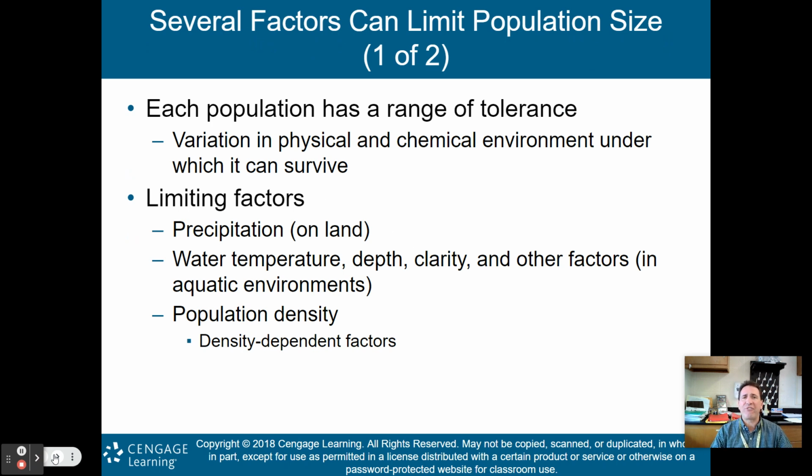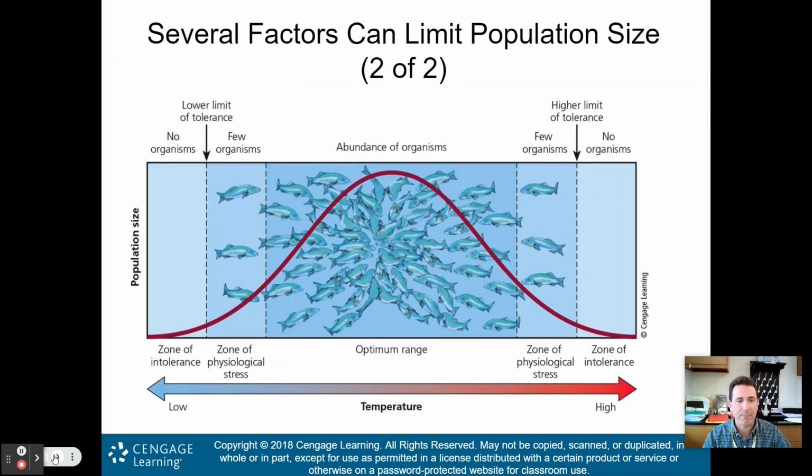All right, so several factors can limit population size. Each population has a range of tolerance. That is the variation in the physical and chemical environment under which it can survive. So we have limiting factors, right? Precipitation, basically on land. Water temperature, depth, clarity, and other factors in aquatic environments will be limiting factors to how large a population can get. And also population density, density dependent factors also will lead to determining how large a population can get.